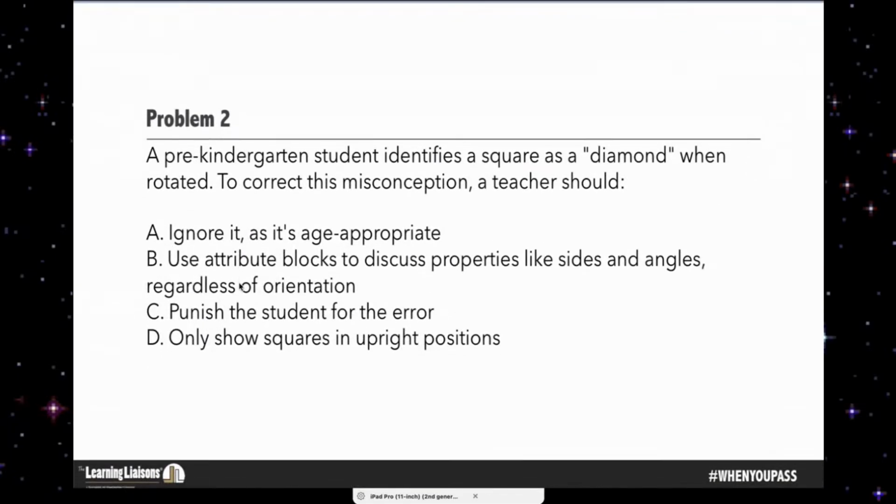A pre-K student identifies a square as a diamond when rotated. To correct this misconception, a teacher should: ignore it as it's age appropriate, use attribute blocks to discuss properties like sides and angles regardless of orientation, punish the student for the error, or only show squares in upright positions.